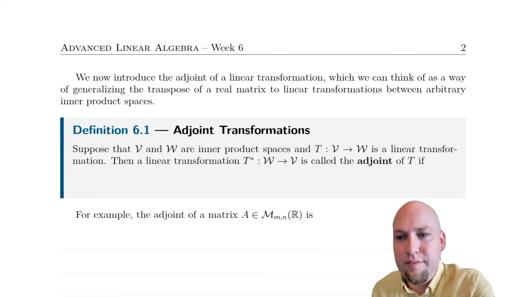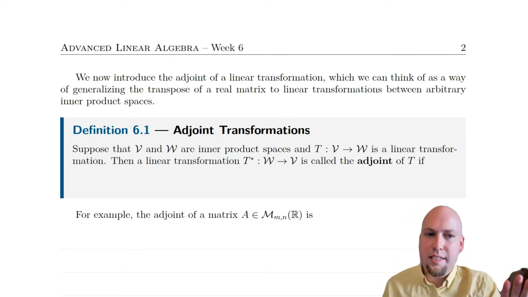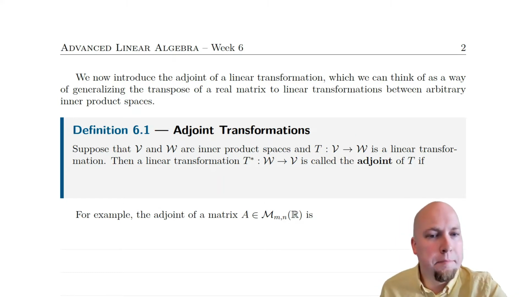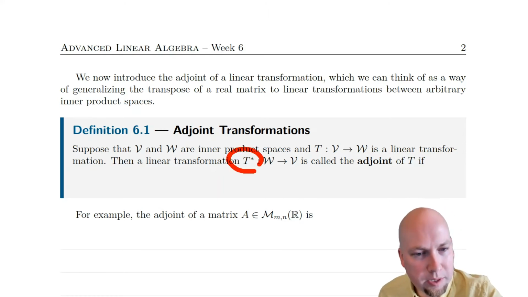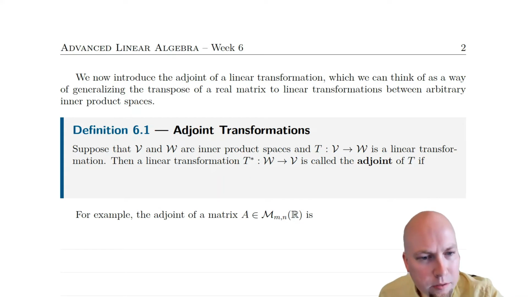The adjoint of a linear transformation, what is it? Well, suppose that you've got some inner product spaces, because we're going to see that we need an inner product to work with. And then you've got some linear transformation between them. We say that the adjoint of that linear transformation, which we denote with a little star, T star, is the adjoint of the linear transformation. Notice that it goes back the other way. So if T is going from V to W, then T star is going from W to V.